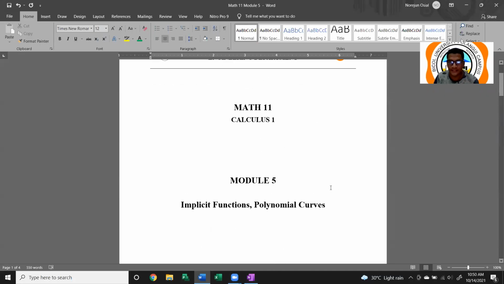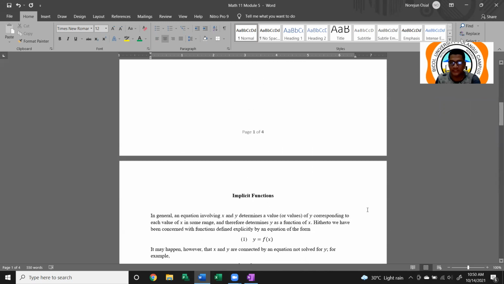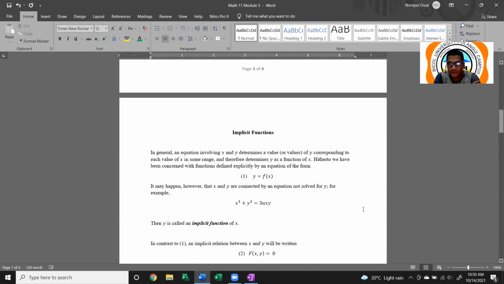Okay, good day class. Now we will discuss implicit functions and polynomial curves. So first, let's discuss implicit functions. What is an implicit function? In general, an equation involving x and y determines a value or values of y corresponding to each value of x in some range, and therefore determines y as a function of x.